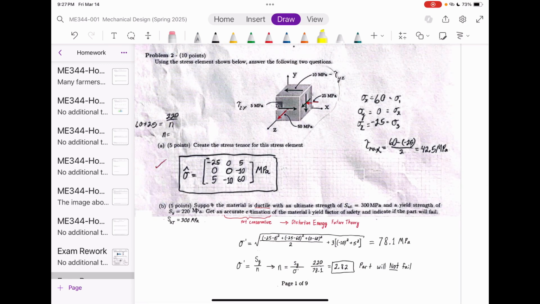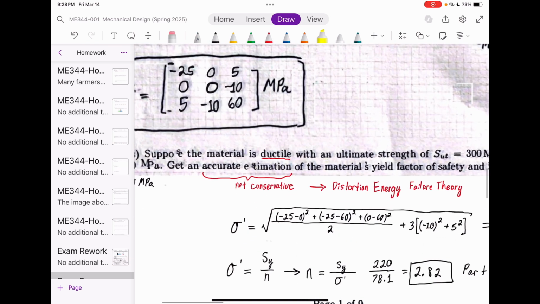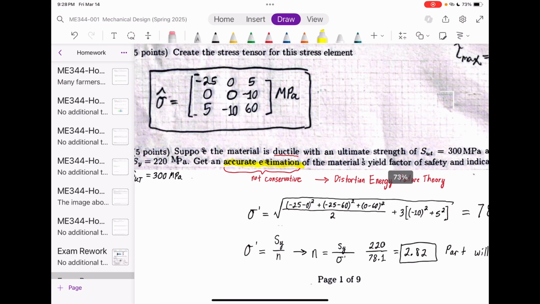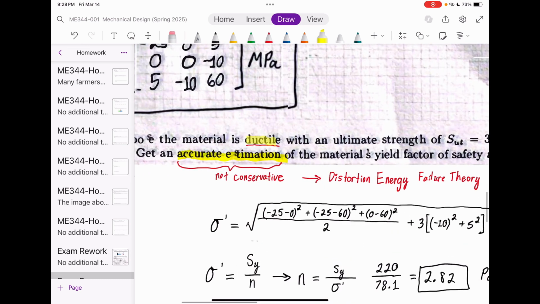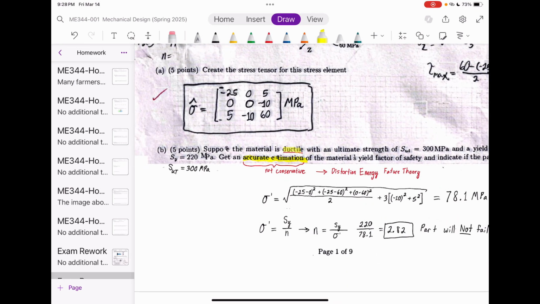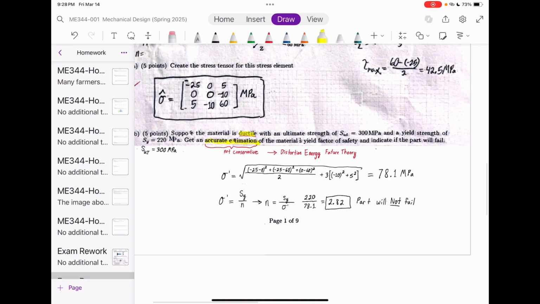In problem 2b of this test, we're tasked with getting an accurate estimate of this ductile material's yield factor of safety given the stress element above. My error when solving this problem was not seeing the phrase "accurate estimate." All I read was "ductile," and therefore on my equation sheet I used the ductile failure theory to solve this, which gave me an answer that was close, and I did get that the part will not fail, but I didn't get the correct sigma prime value.